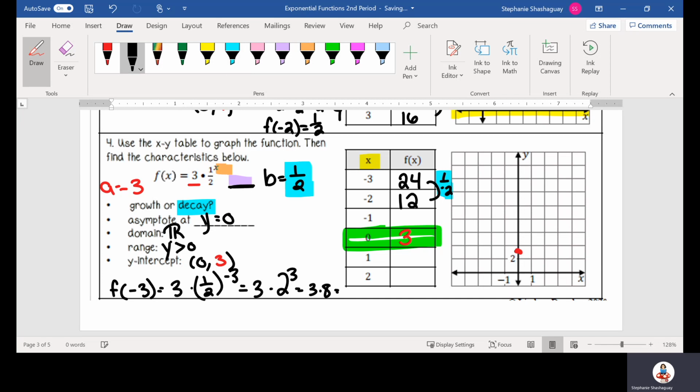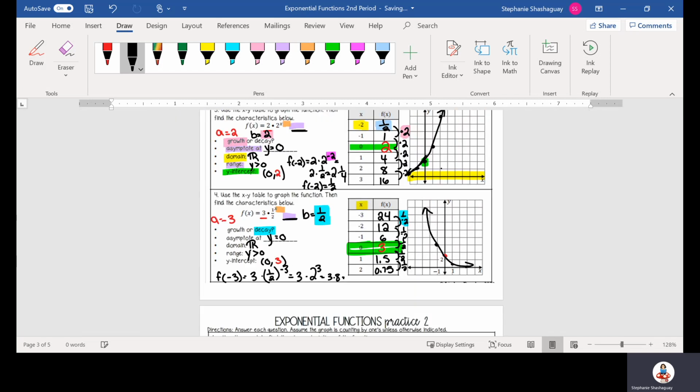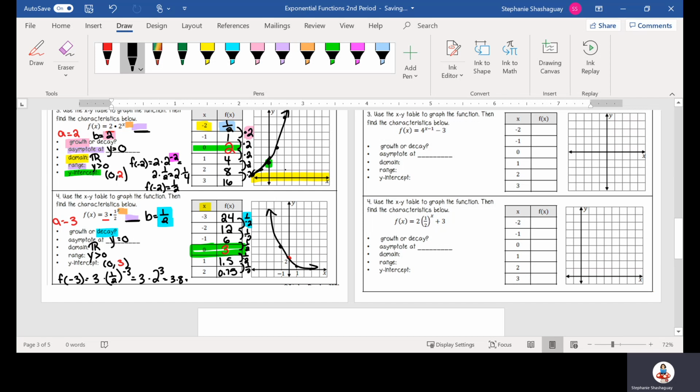24 times 1/2 is 12. Multiply by 1/2 and you get 6. Multiply by 1/2 and you get 3. Multiply by 1/2 and you get 1.5. Multiply by 1/2 and you get 0.75. When you graph that, let's see, I can do negative 1 and 6. 2, 4, 6. And 1.5. And those are the only points that I can fit on this graph. And so that is the end of practice problems number 1, which is page 3 of your notes.